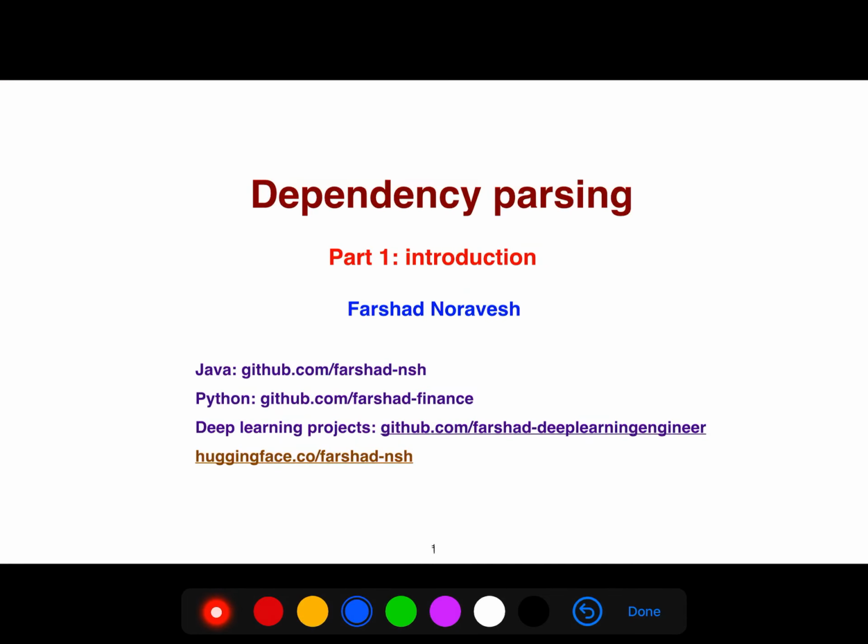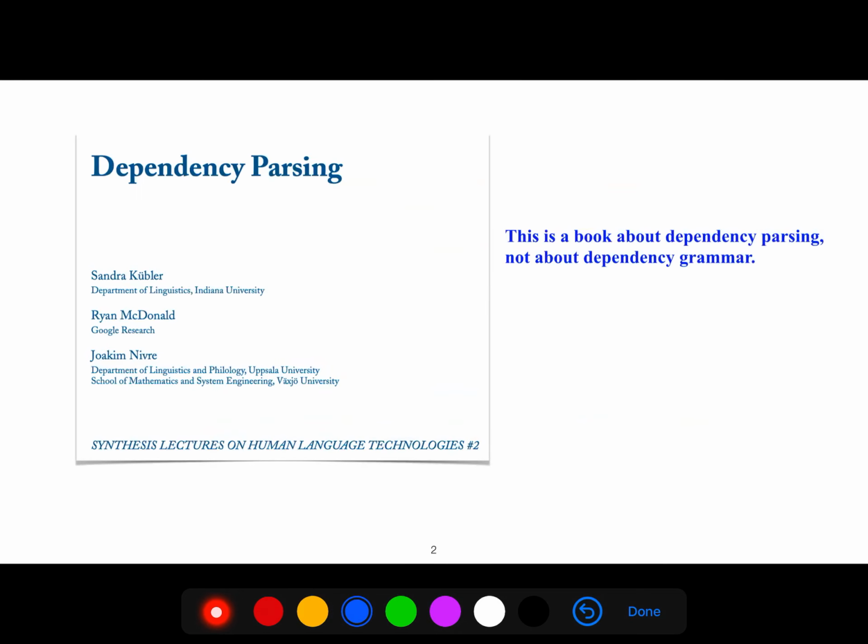So let's start dependency parsing. And we all know that it is really important for many applications. A good book to start with is Dependency Parsing, written by these guys. Nivre is a pioneer, and McDonald, they are pioneers in this area.